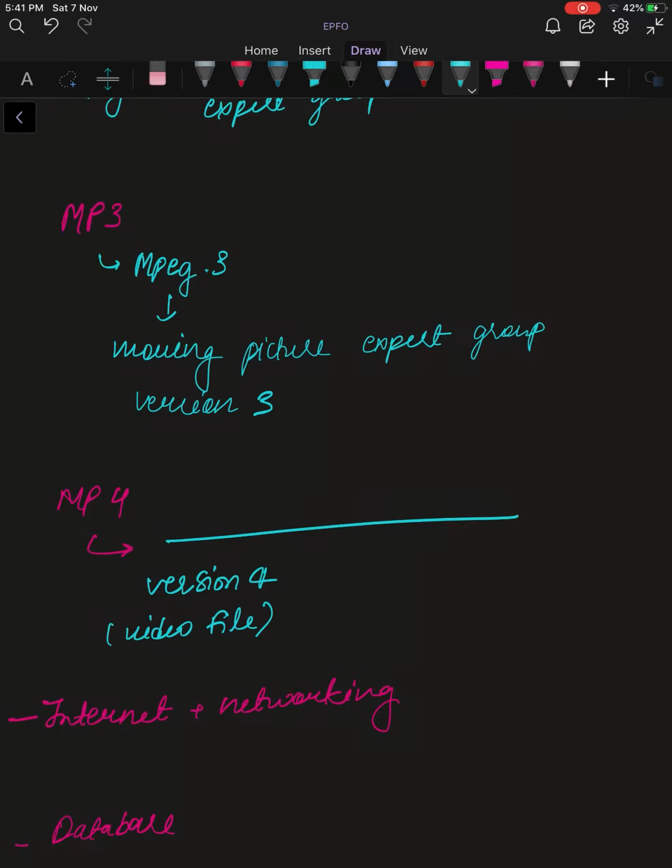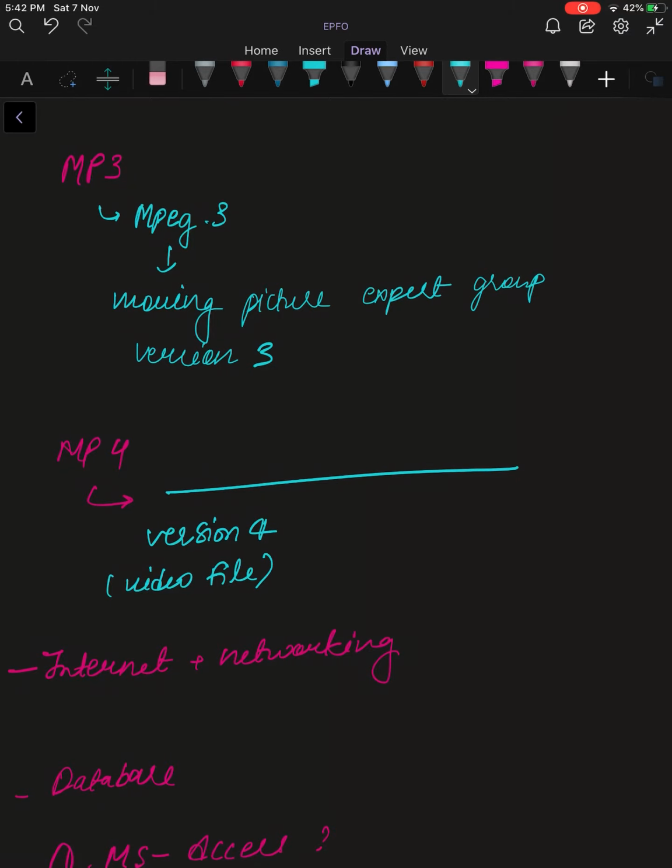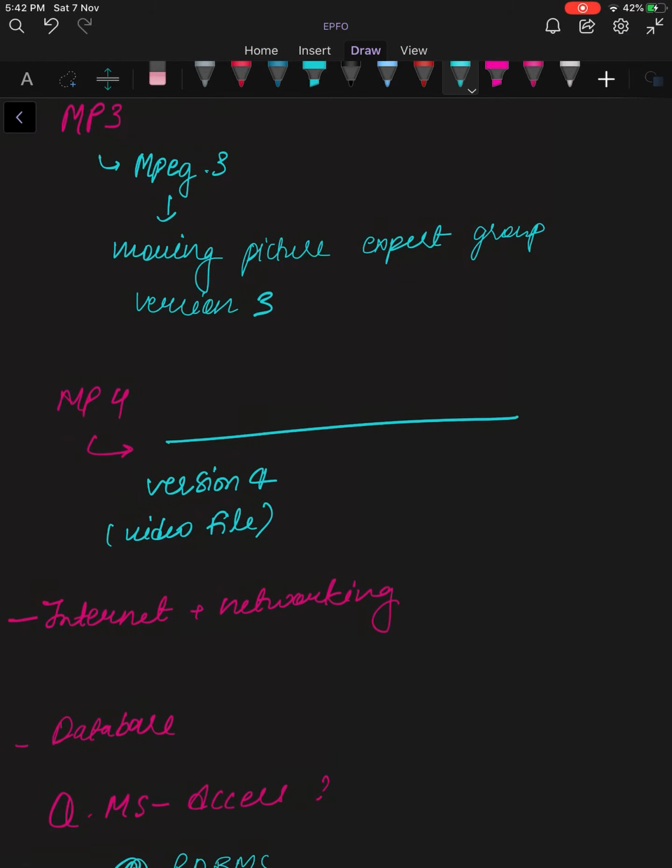.mp3, so mp3 is the extension of MPEG-3, moving picture expert group version 3, which is an audio file, and mp4, that is moving picture expert group version 4, and that is a video file.